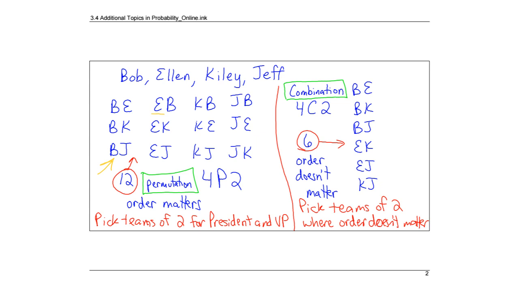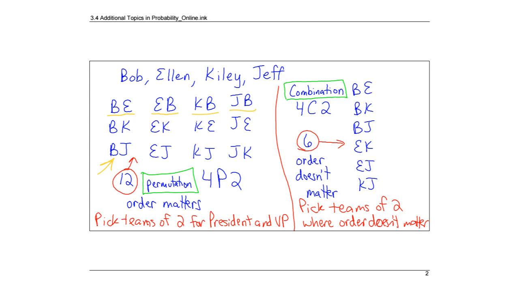So notice Ellen and then Bob is different than Bob and Ellen, because now we're letting Ellen be the president. So Ellen can be the president with Bob or with Kylie or with Jeff and so on. Then we let Kylie be the president. We let Jeff be the president. So notice when order matters, I have 4 people I'm picking from, but I actually have 12 different ways that I can pick. This is called a permutation. If order matters, we're going to call that a permutation.